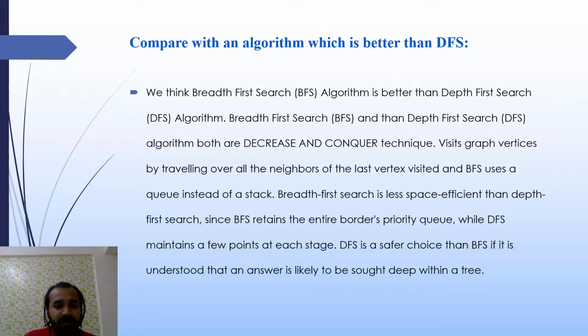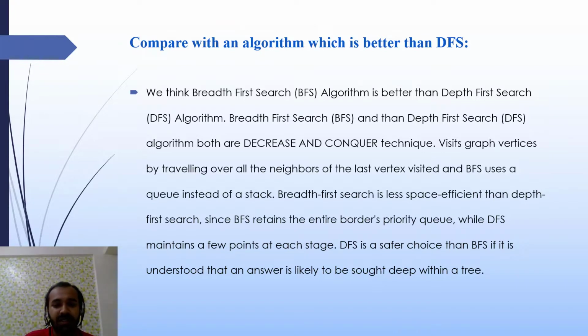BFS visits graph vertices by traveling over all the neighbors of the last vertex visited, and BFS uses a queue instead of a stack. Breadth first search is less space efficient than depth first search, since BFS retains the entire border priority queue, while DFS maintains a few points at each stage.